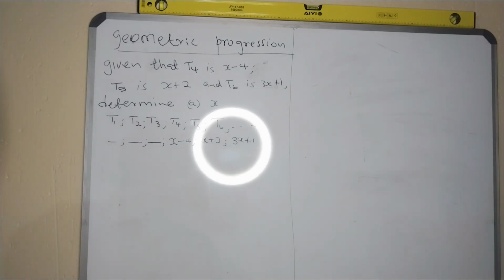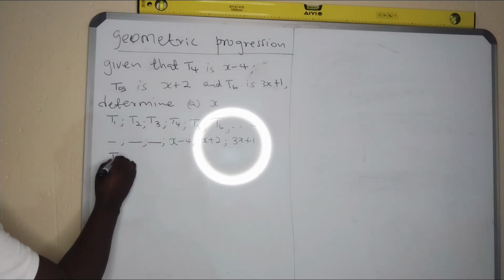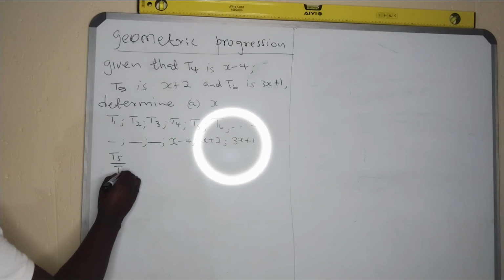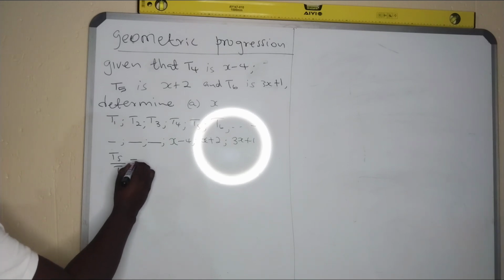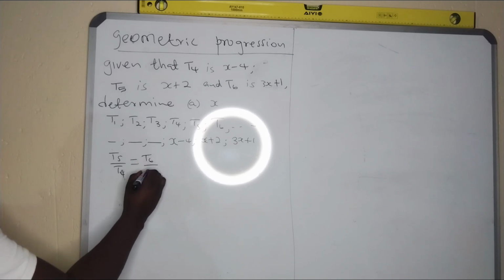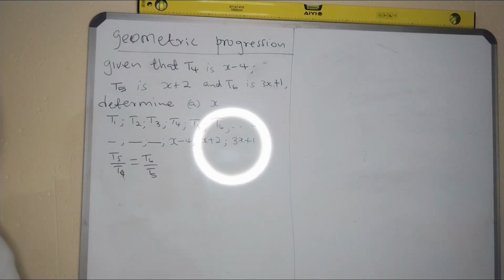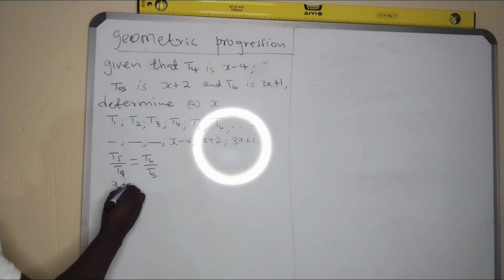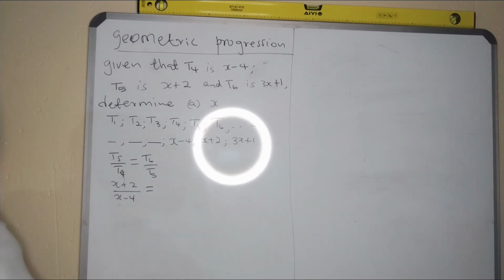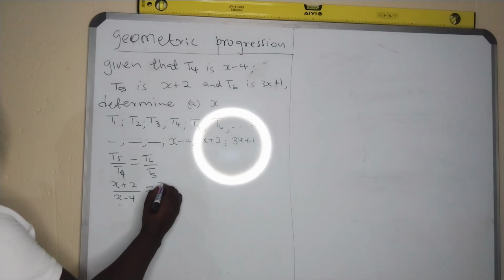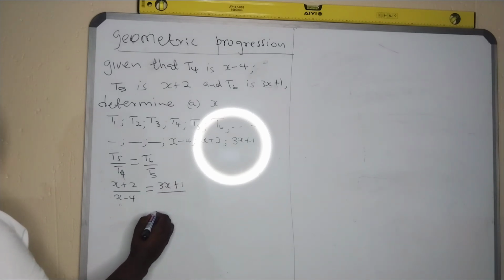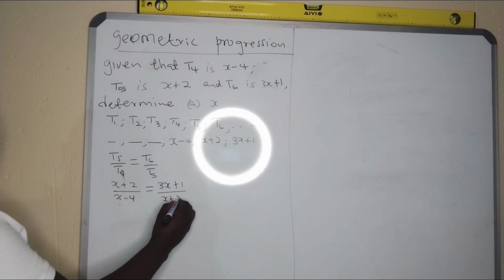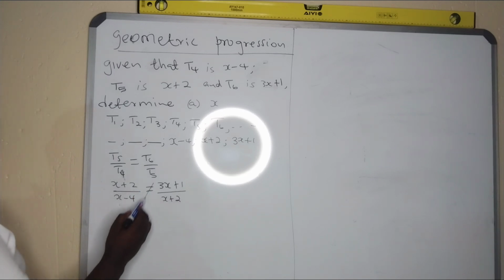So what we do here, we're going to equate the ratios. T5 divided by T4 must be equal to T6 divided by T5. That's what we're going to do in this question. T5 is x plus 2 and T4 is x minus 4, which must be equal to T6, 3x plus 1, over T5, which is x plus 2. So I'm just going to simply cross multiply here.